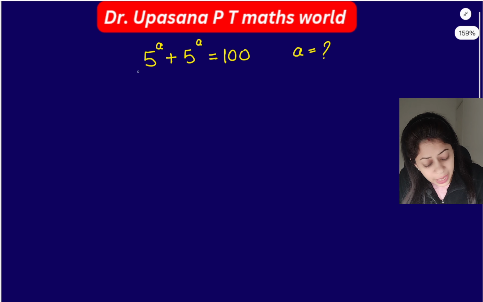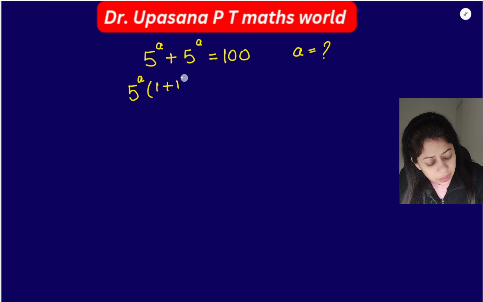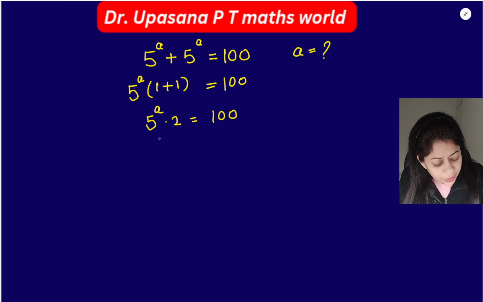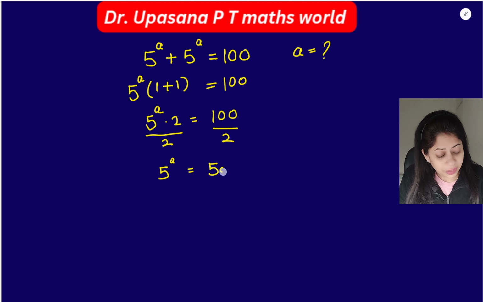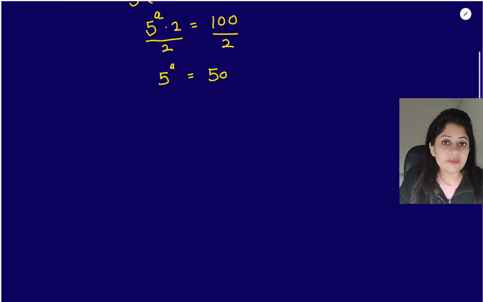When we have this type of question, we can write it as, if I take 5 raised to power a common, I will get 1 plus 1 here and that is equal to 100. This implies 5 raised to power a times 2 is equal to 100, right? So if I divide by 2 both sides, I will get 5 raised to power a is equal to 50, right?